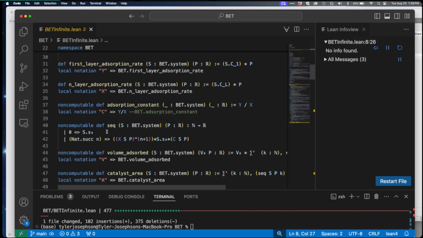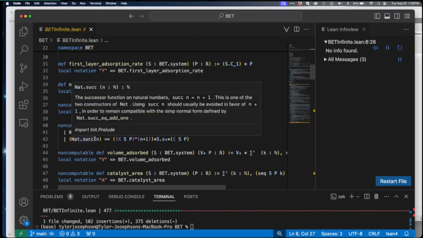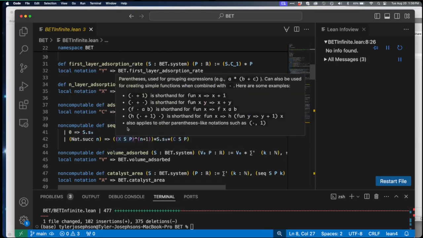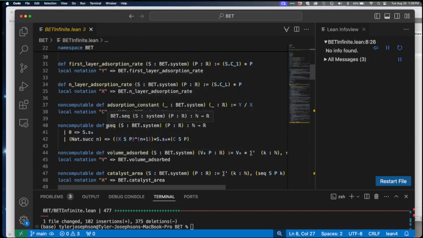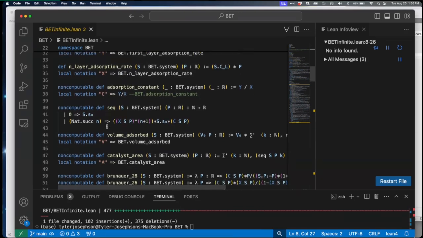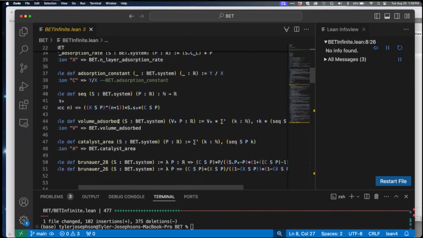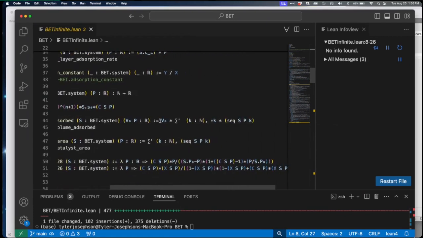And if it is 0, we return the surface area of the 0th layer with 0 molecules adsorbed. And if it is n, then we return this function, which we get from one of the equations of the paper. And to decide that this is going to be the sequence that we started with, as opposed to any of those other things, it took some careful thinking about what we were doing. We then have the volume adsorbed. And so the volume adsorbed is this V0 times the infinite sum.